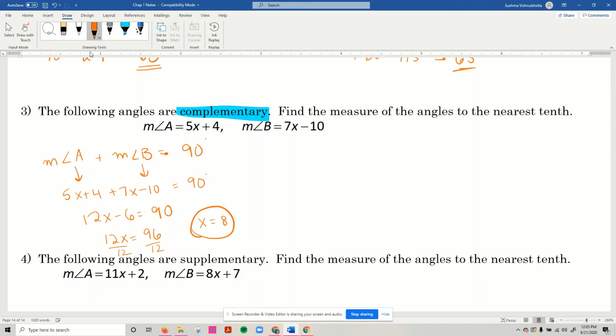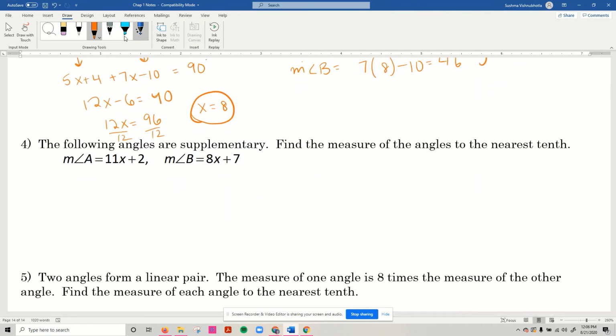And now you can find the measure of angle A, which is going to be 5 times 8 plus 4, or 44 degrees. The measure of angle B is going to be 7 times 8 minus 10, which is going to be 46 degrees. And both of these together, you can check, add up to 90. So I solved correctly. Okay.